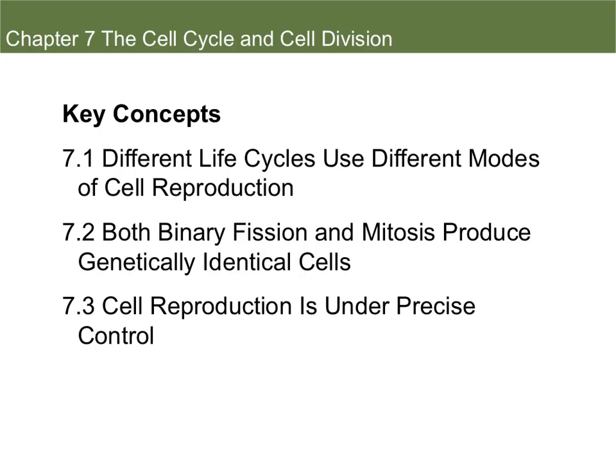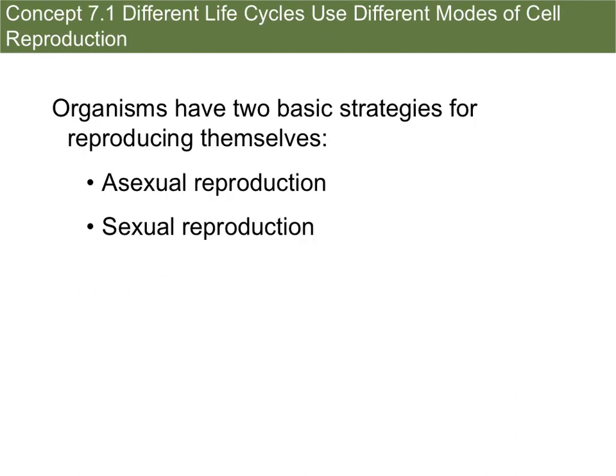So, the first key concept that we're going to start with is 7.1, which is that different life cycles use different modes of cell reproduction. Now, when we're talking about these different life cycles that use the different modes of reproduction, we're talking about the two basic strategies for reproducing. Those are asexual reproduction and sexual reproduction.